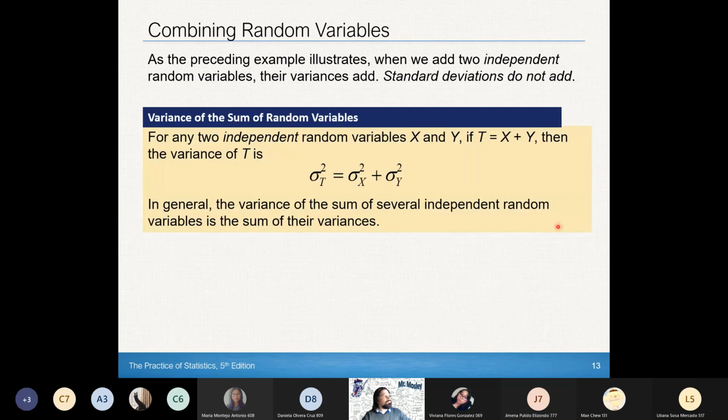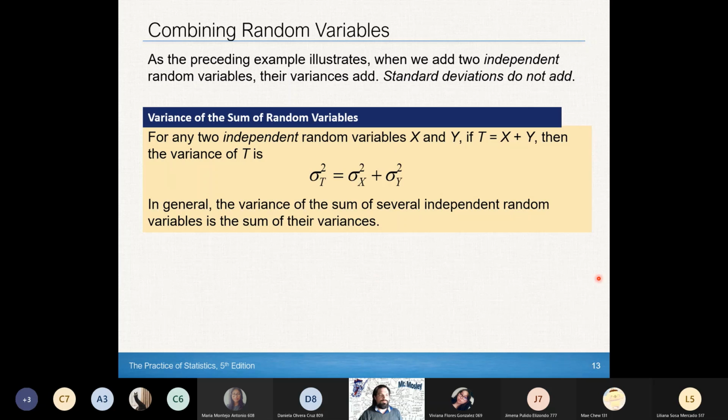All right. For any 2 independent random variables, X and Y, if T is equal to X plus Y, then the variance of T is the variance of X plus the variance of Y. In general, the variance of the sum of several independent random variables is the sum of their variances.